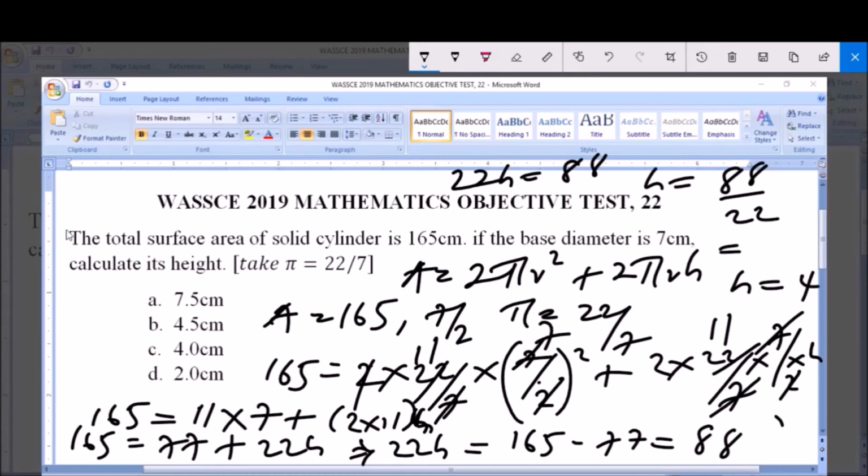The question asks you to find h, to find the height, and we found the height. The height is 4 centimeter, and that's the same thing with option C. So the correct answer to this particular question is option C, 4 centimeter.